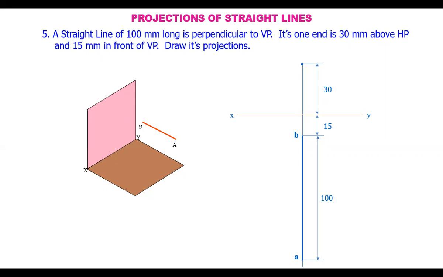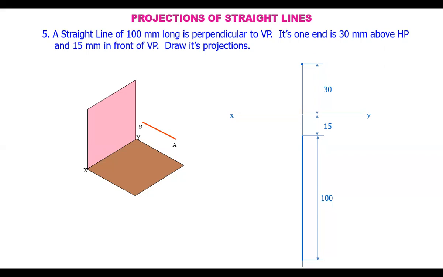And coming to the visibility, when you are looking in this direction, point A is visible. So A is kept normally in the front view, and B is away from the observer, that's why it is kept in brackets. So A dash and B dash in brackets. So these are the projections of the line when it is perpendicular to VP. Automatically it is parallel to HP.